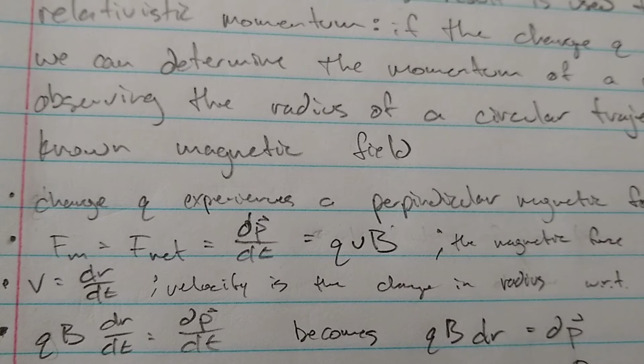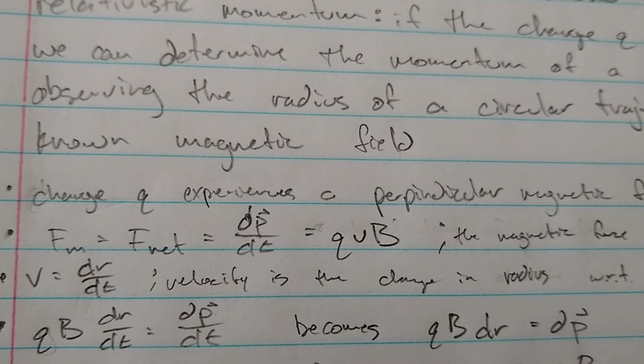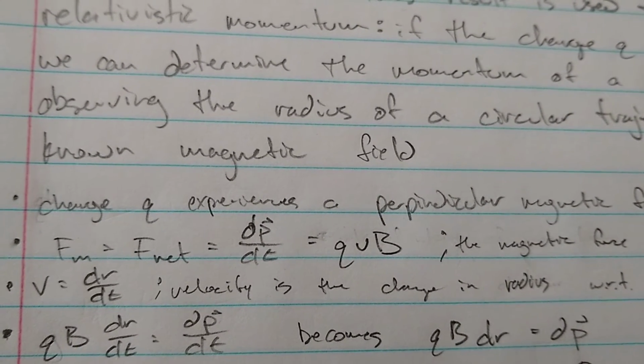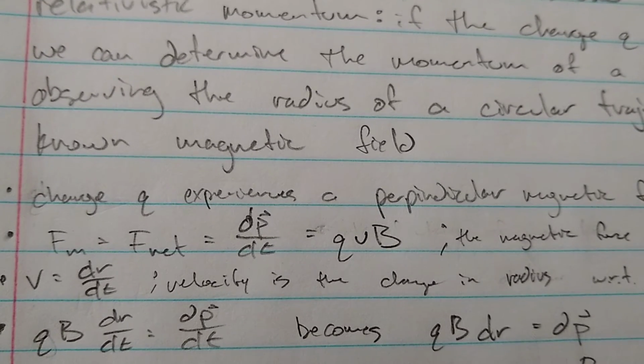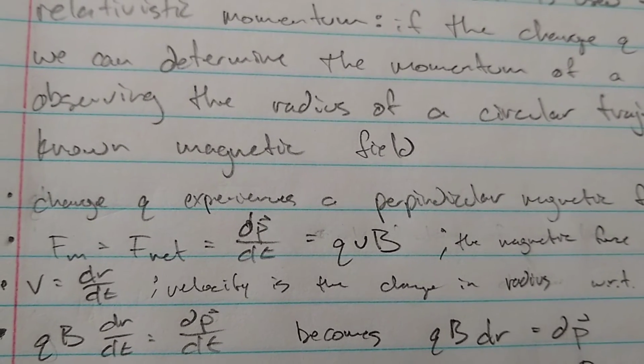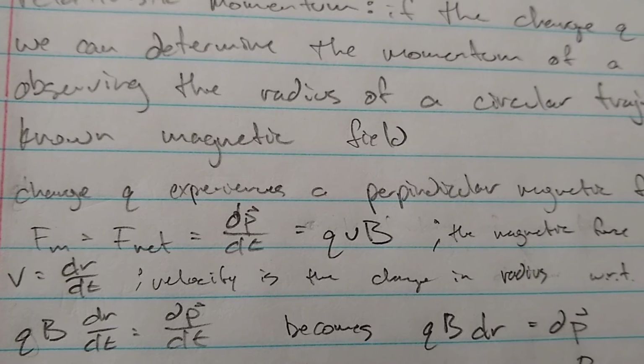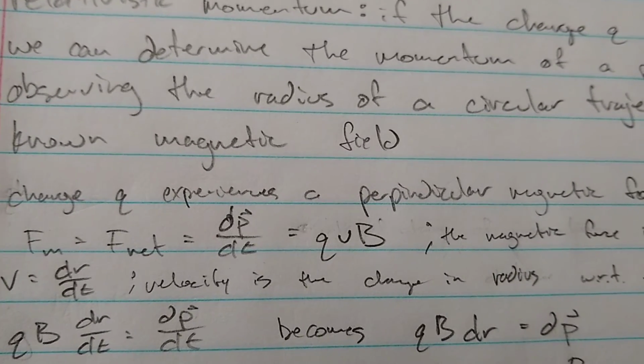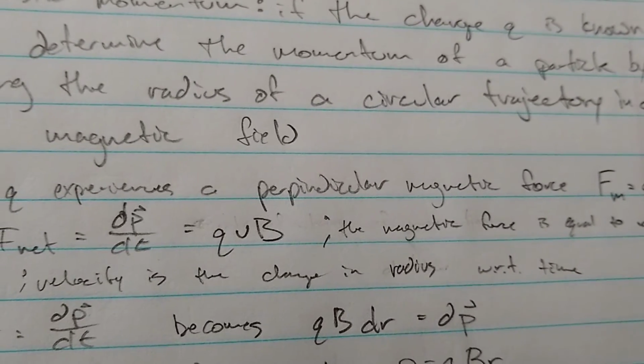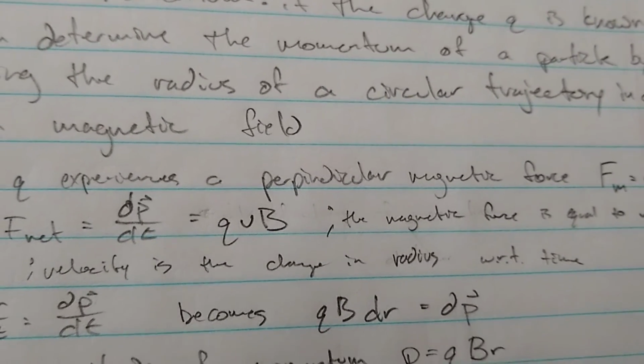and we use the momentum principle. F net equals difference in momentum with respect to time, and that equals this other equation that they gave us.